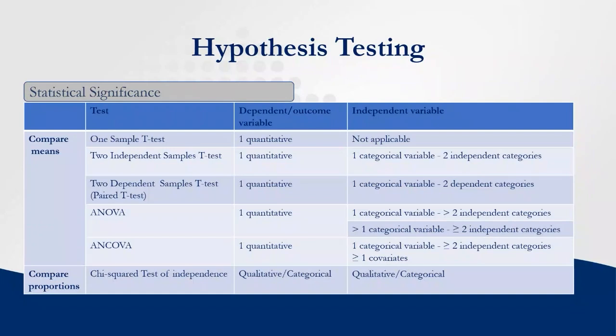Then I also have an Ancova where I will have one categorical variable. It can have 2 levels, more than 2 levels, and then I have one. So it's important here to see that when we talk of Ancova and we talk of covariates, the covariates would be quantitative.